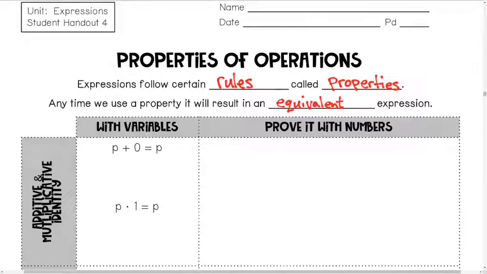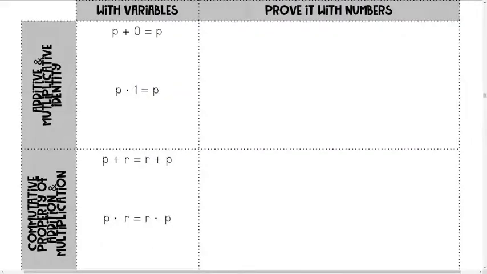The very first thing, here we have the additive and multiplicative identity, which basically means that we take any number plus 0 and that'll equal that same number, or any number times 1 will equal that same number. To show an example of that, if p was equal to 12, then I would have 12 plus 0 equals 12, and that would show that 12 does equal 12. So we can see that that is true.